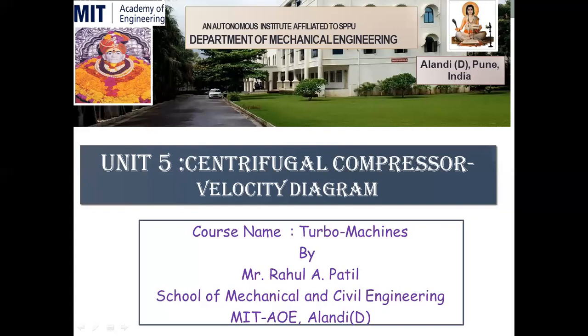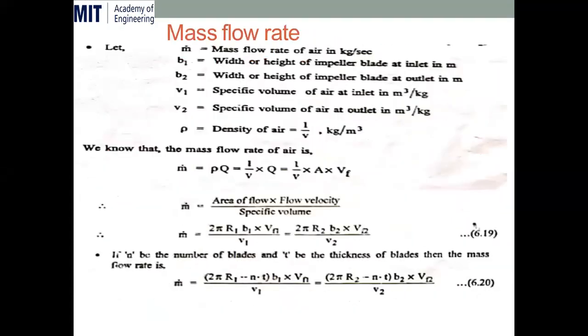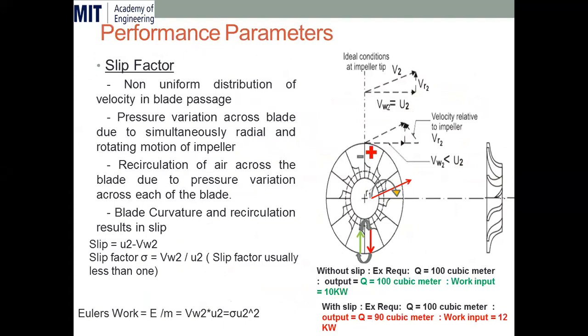So today we are going to discuss the slip in centrifugal compressor. In the last video, I already explained the velocity triangle. The velocity triangle is similar to that of the centrifugal pump. In a centrifugal compressor, instead of the discharge, we calculate the mass flow rate of the air, because air is a compressible fluid.